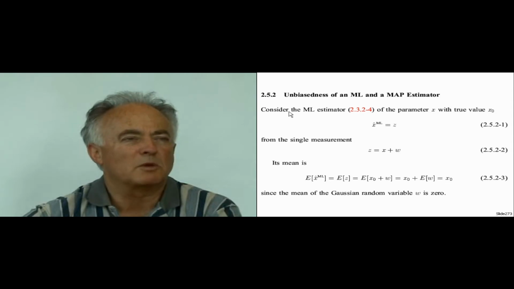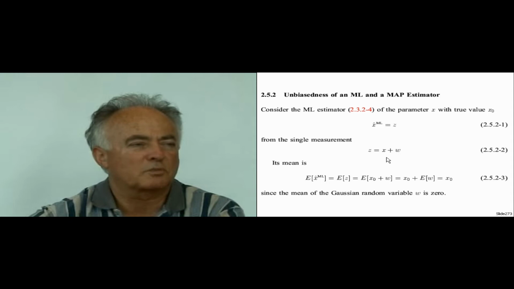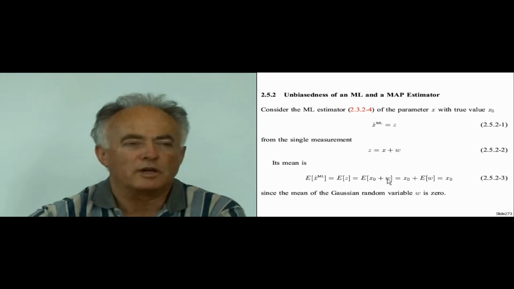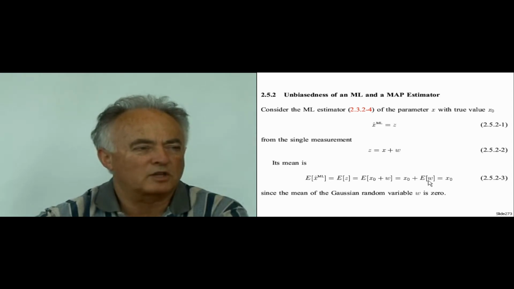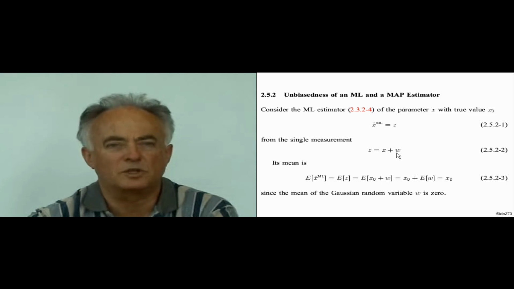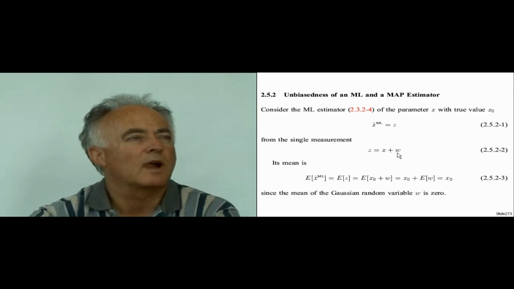We'll take the maximum likelihood estimator of the parameter x with true value x0 based on a single measurement, in which case x hat ml is just z, the single measurement, z being x plus w, and w is 0 mean. Then the expected value of x hat ml is the expected value of z, because x hat ml is z, which is the expected value of x0 plus w. Now x0 is a fixed number, w is a random variable but has 0 mean. Therefore, the expected value of x hat ml is really x0, in view of the fact that I modeled my observation as having a 0 mean error in it, a 0 mean noise.